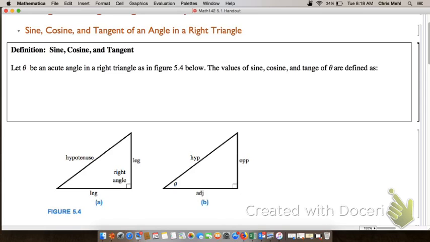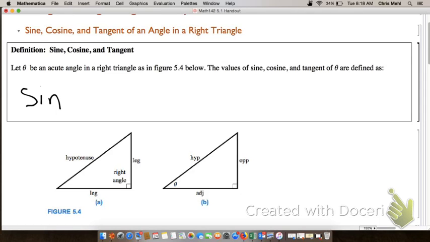Now, using the triangle on the right side of the figure, we can define sine, cosine, and tangent of the angle. Actually, as a matter of fact, I must fix the handout. Okay, so sine, cosine, and tangent.